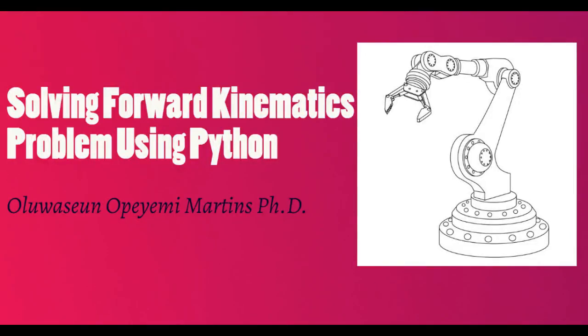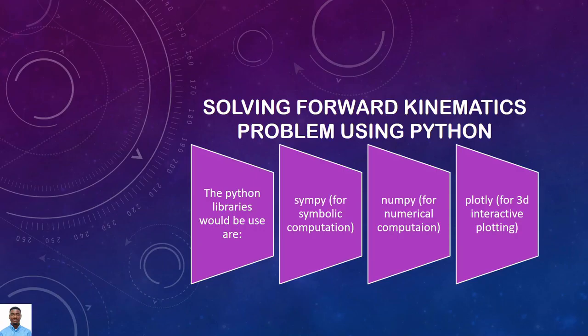Hi, my name is Martins, and in this video, we'll be looking at how to use Python to solve forward kinematics problems. To use Python to solve forward kinematic problems, we would need three libraries, particularly SymPy for symbolic computations. Also, we need NumPy for numerical computation and Plotly for the 3D interactive plotting. So that is what we'll be doing in the subsequent frames.